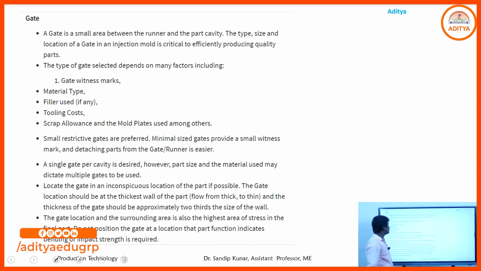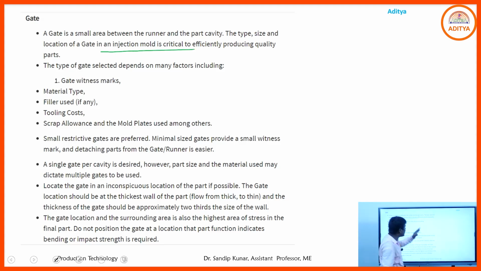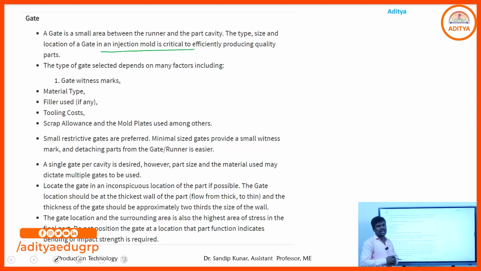Now we are coming to the gate. The gate is the small area between the runner and the part cavity. Sometimes some parts of the gate will be kept on the drag side and some other parts on the cope side, and in between those two parts the parting line will lie. The type, size and location of the gate in an injection mold is critical to efficiently producing the cavity parts. Actually the gate is the entrance of the liquid metal to the mold cavity, through which the liquid metal will enter the particular mold cavity.